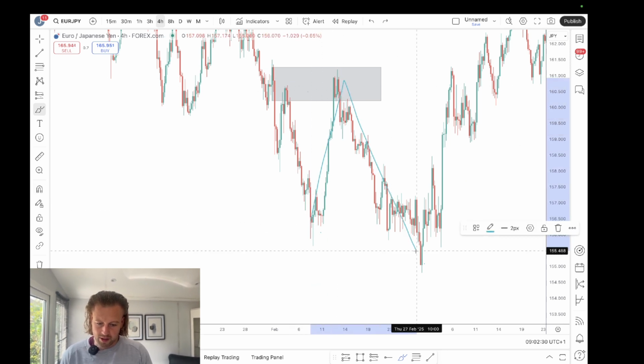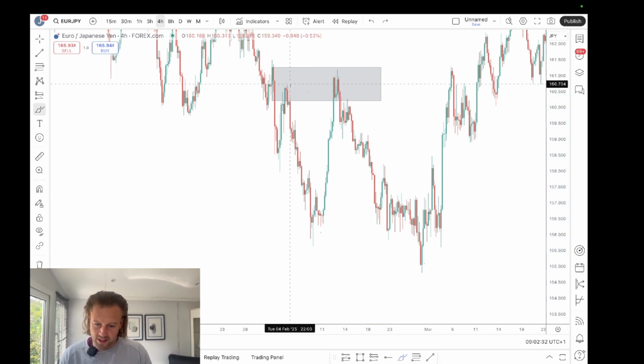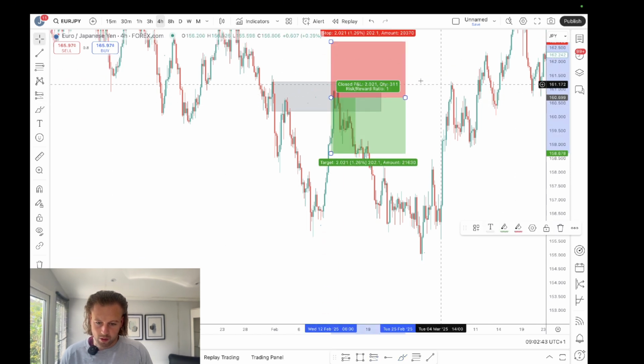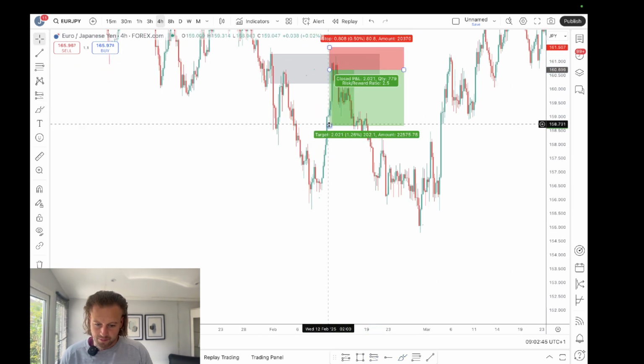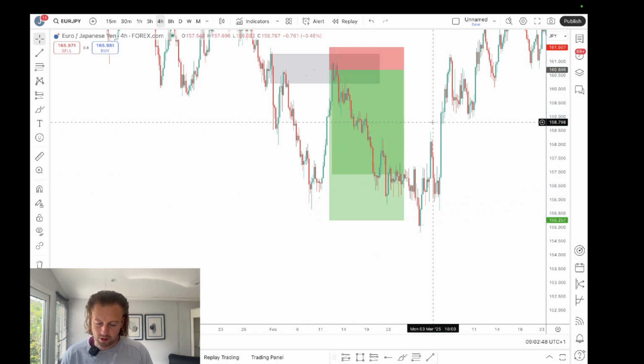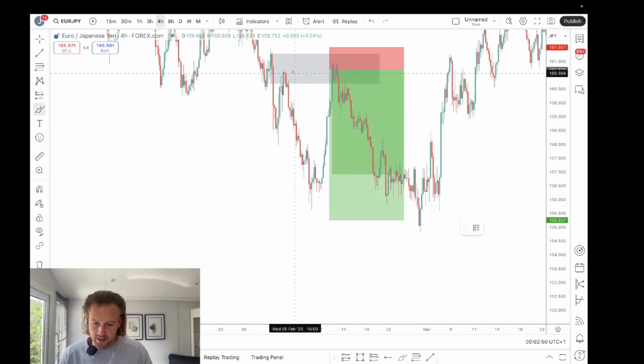And then on this pullback we're expecting a lower low, and we can see here this is a huge liquidity area. It aligns with the supply, and we can simply set our sell limit on the top of the liquidity high. Stop loss then goes at our protected high, and we simply target a lower low. Those are the ones you can see in comparison.